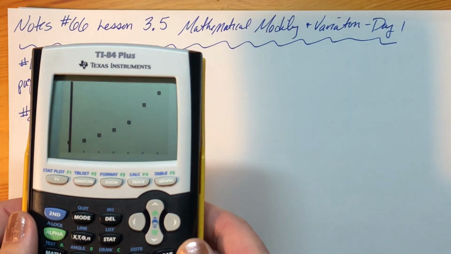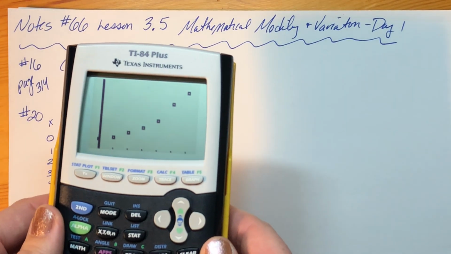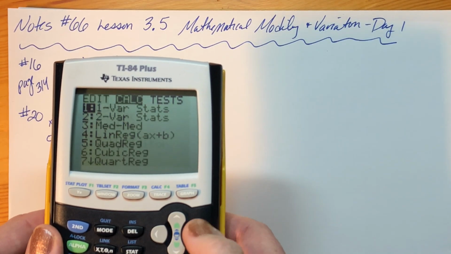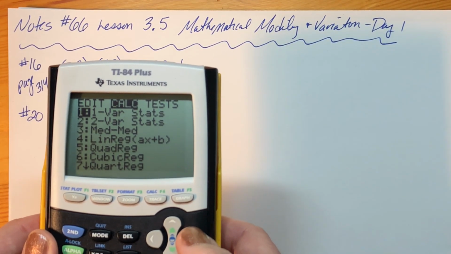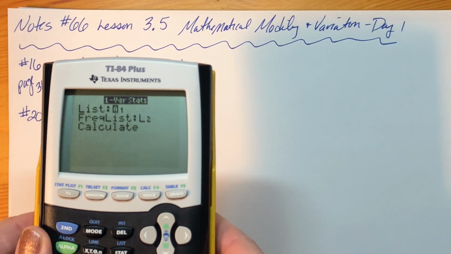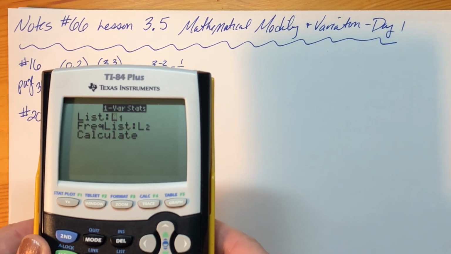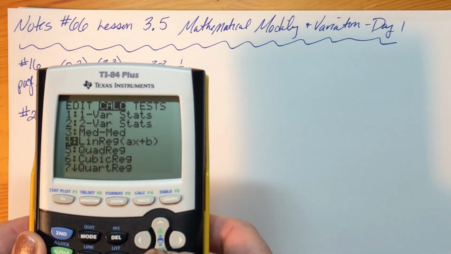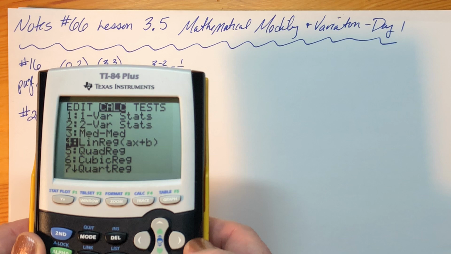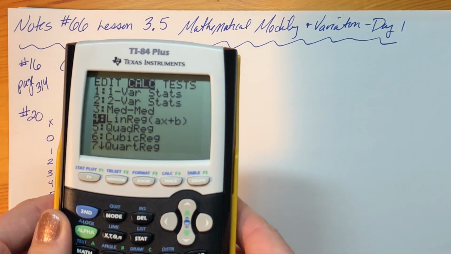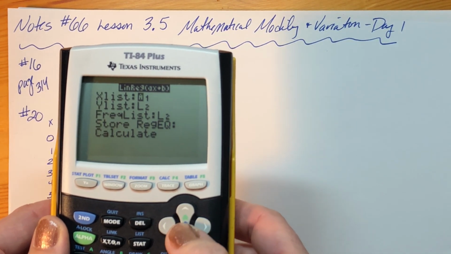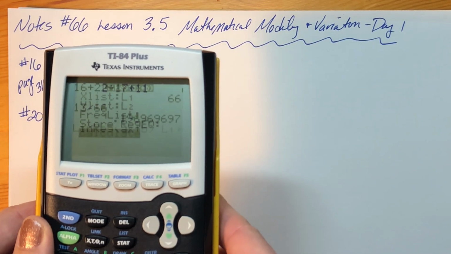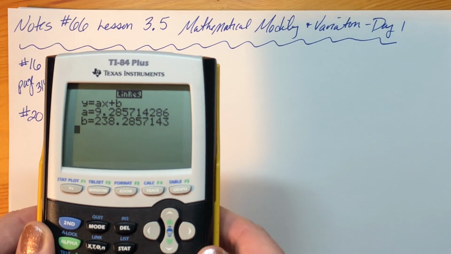Ron says to find a linear model, so I'm going to go ahead and find a linear model, just like he said. I'm going to go to Stat, and now I want to calculate. Stat, calculate, and I want to go down here to number 4. Number 4 says LinReg. So hit Enter. List 1, list 2. Frequency list, I want you to clear that, so there's nothing in there, and you're going to hit Calculate. And there is my linear model.